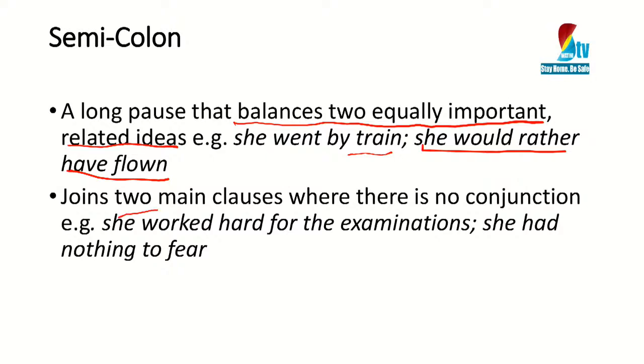It is also used to join two main clauses when there is no conjunction. What do we mean by conjunction, my dear? The "and", the "so", the "for", the list is actually endless over there. So now it's two main clauses. What does that mean? These can stand on their own, but it is used to join them. Let's look at this one.